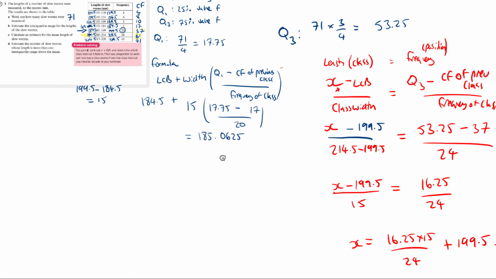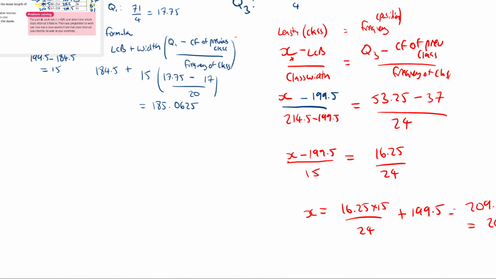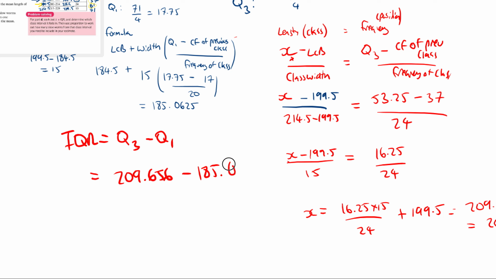From here, we haven't finished the question. We then need to do the interquartile range is equal to Q3 minus Q1. So that's equal to 209.656 minus 185.063, and that will give you our value. So 209.656 minus 185.063 gives you an answer of 24.593, which is 24.6 to 3 significant figures, and that gives you your answer to part B.